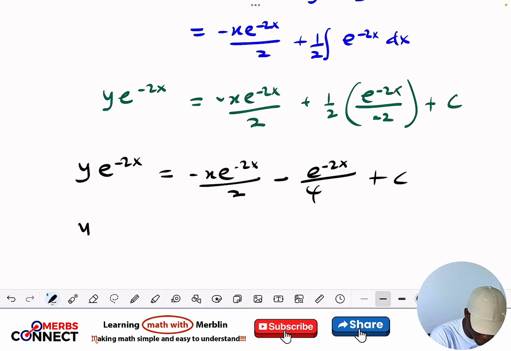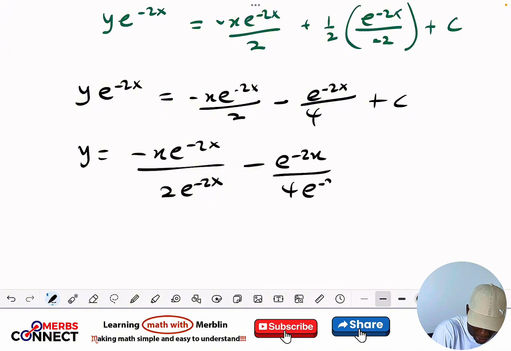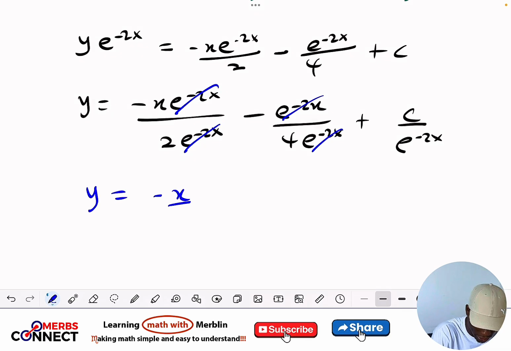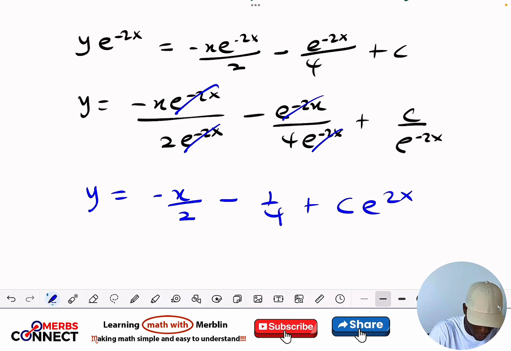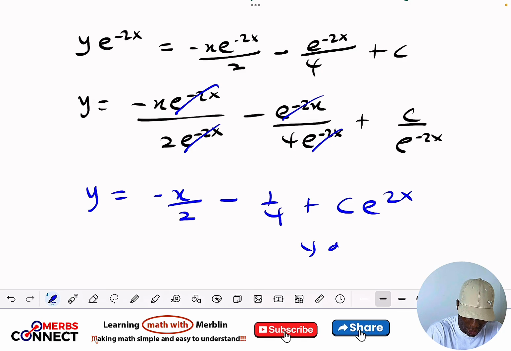So divide through by e to the power minus 2x. So this is going to be minus x e to the power minus 2x divided by 2 minus e to the power minus 2x divided by 4 e to the power minus 2x plus c divided by e to the power minus 2x. And this will cancel, this will cancel that. So we are going to have y to be minus x over 2 minus 1 over 4 plus c e to the power 2x. So I have the minus here, so I can move it up there to make it positive. So this is the general solution.